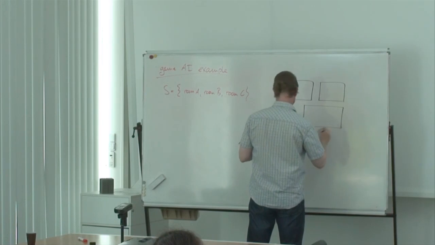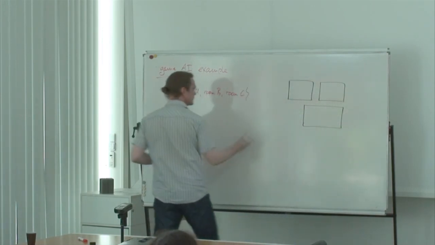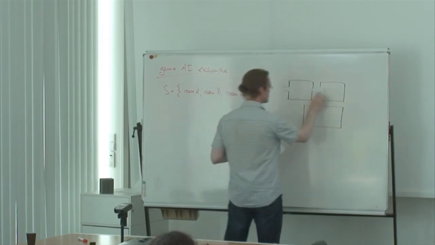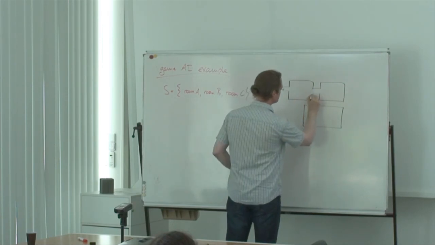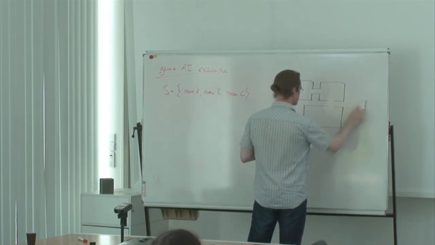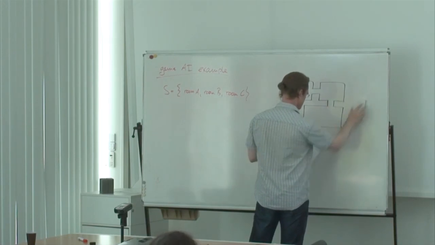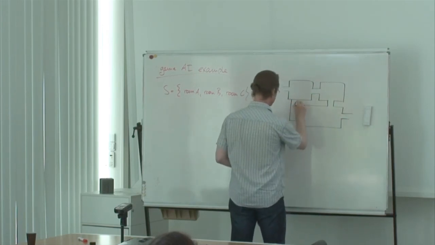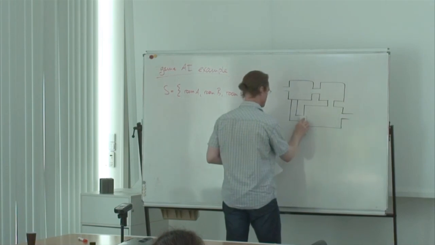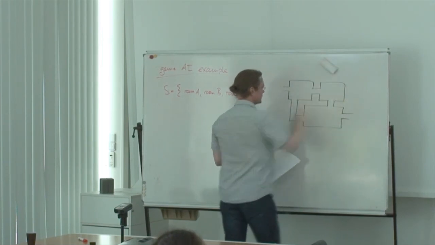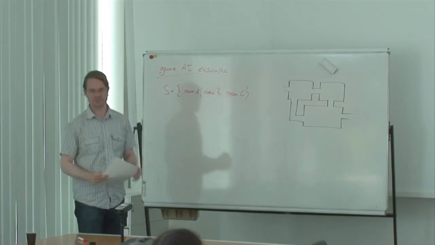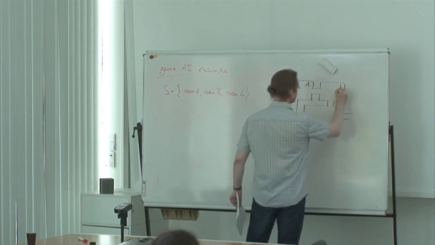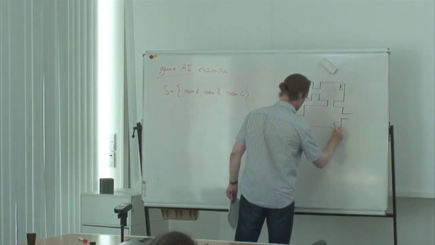Now I have to introduce tunnels or passageways. And then we have one more here. Now, this is a game map, right? Some dungeon, we are looking on top of it. This one is called Room A, this one is called Room B, and this one is called Room C.